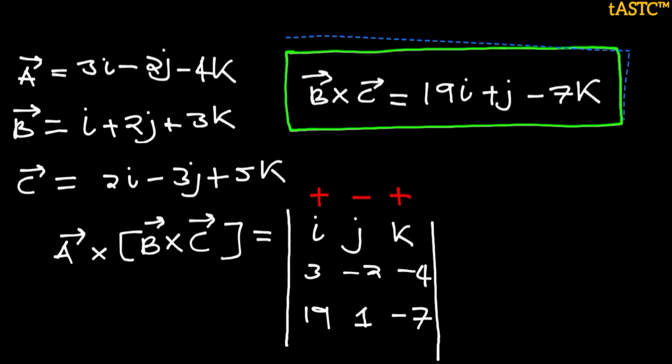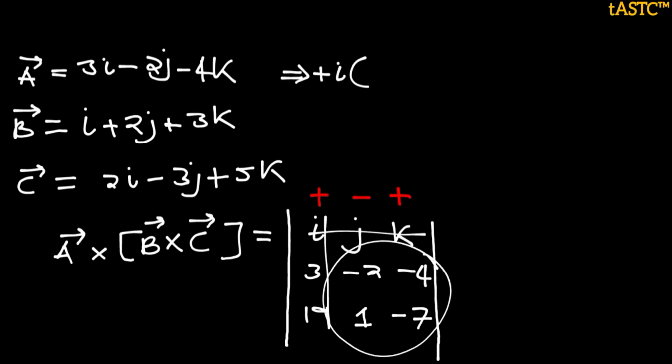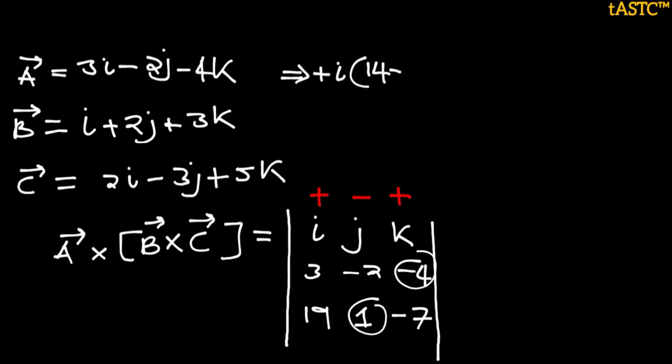So I think I can take this one out. Now here we should have a plus i. So this one goes out as well as this. So we're going to have these ones. Minus 2 multiplied by minus 7 is going to give us a positive 14. Now we have minus 1 multiplied by minus 4. That is going to give us a minus 4.